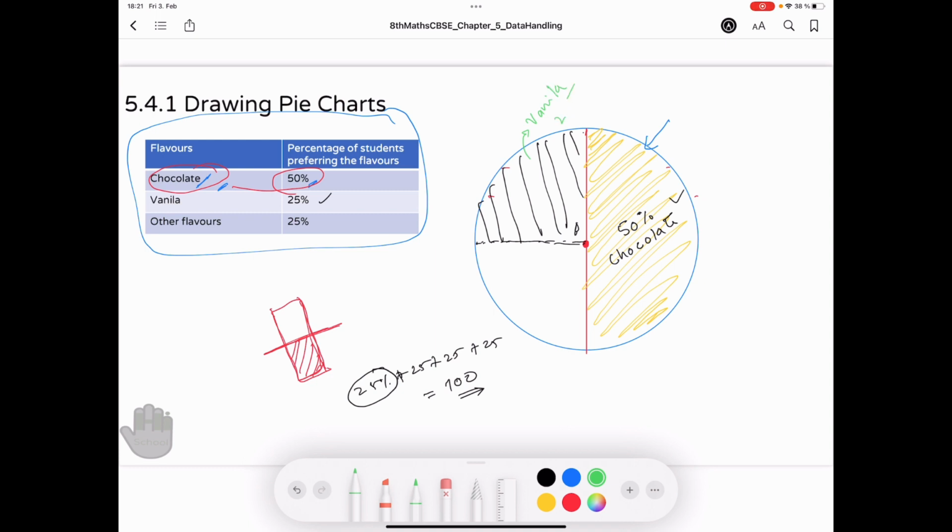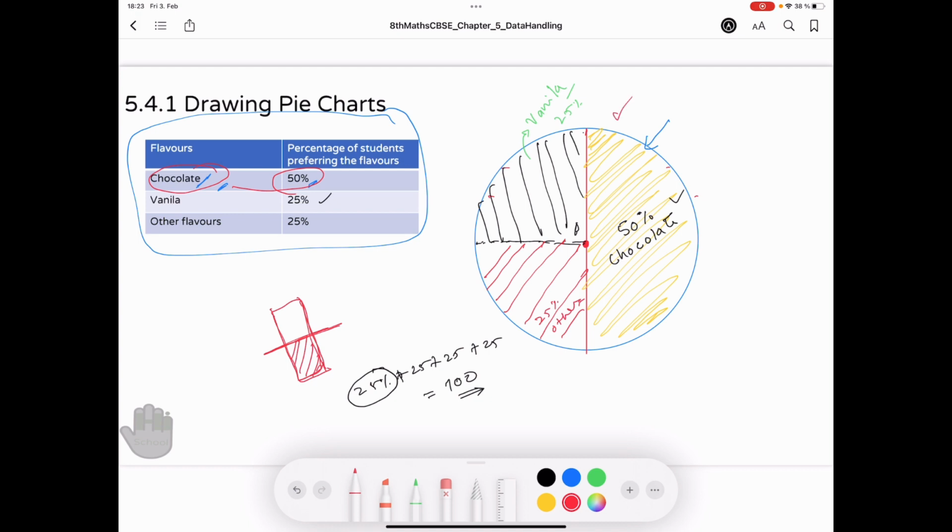25%, and the remaining 25% is all other flavors. Okay, so this is how, for this given table, we have drawn a pie chart representing all the percentages of a quantity, the percentage of students preferring the flavors. 50% prefer chocolate, 25% prefer vanilla, 25% prefer other flavors, and we have represented multiple values of this quantity in this pie chart.